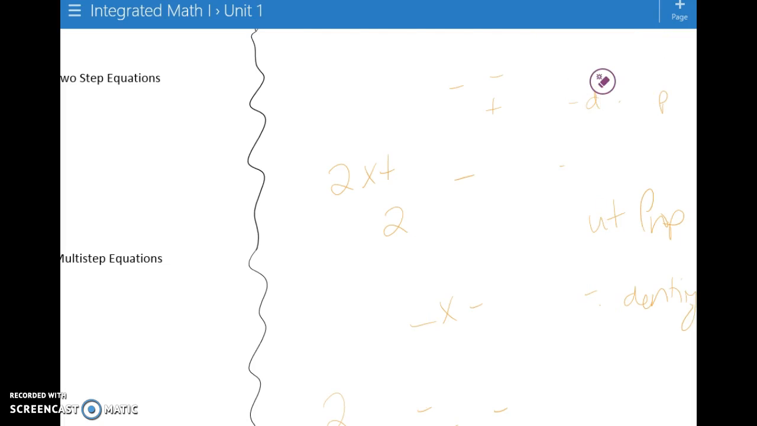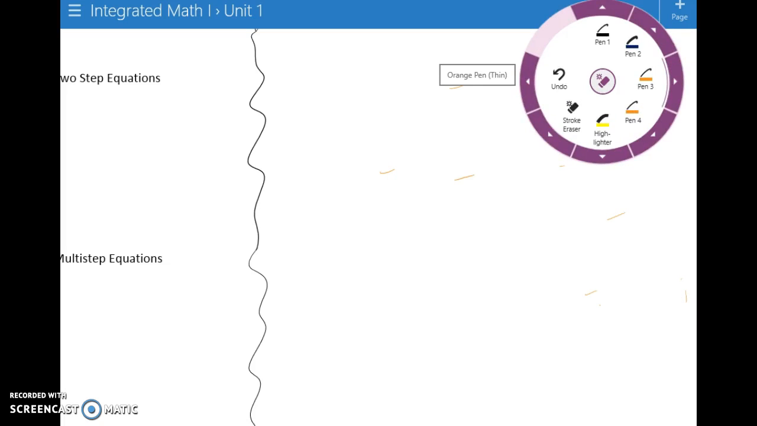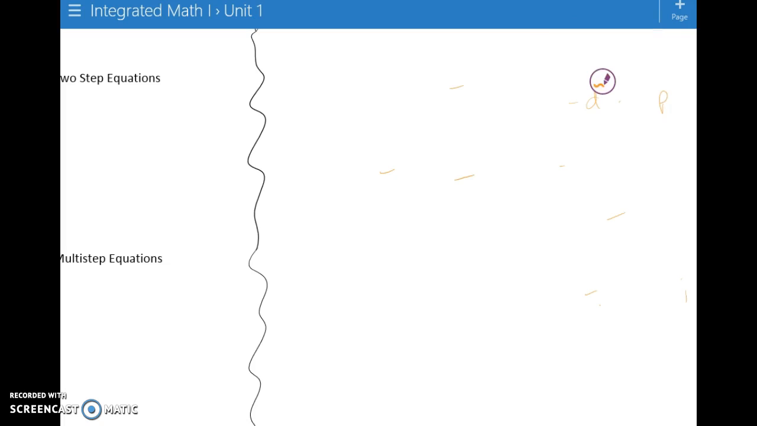All right, let's jump to multi-step equations. All right, multi-step equations is a key thing we want to learn here, and that thing is like terms. So in multi-step, we might have to do multiple things to get variables alone. So let's start with this.